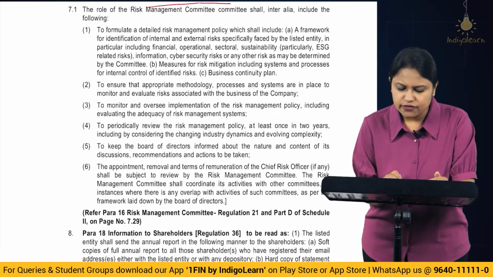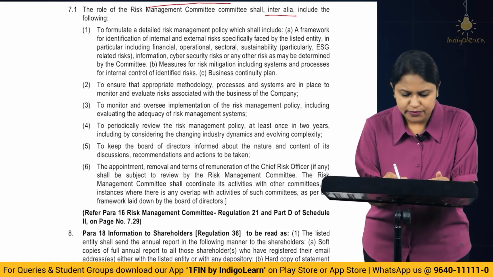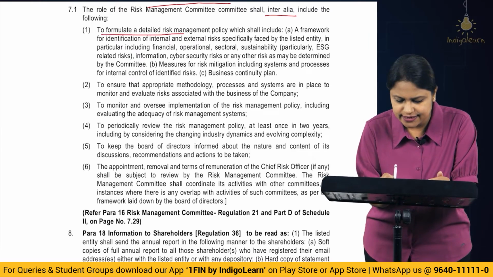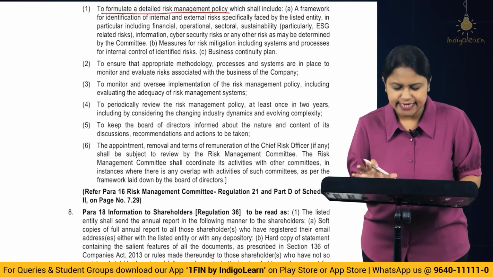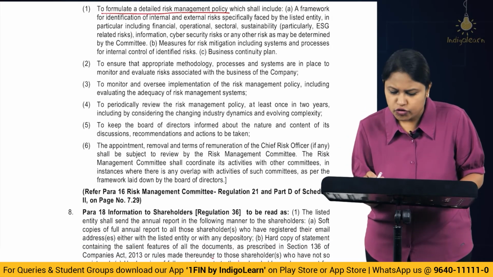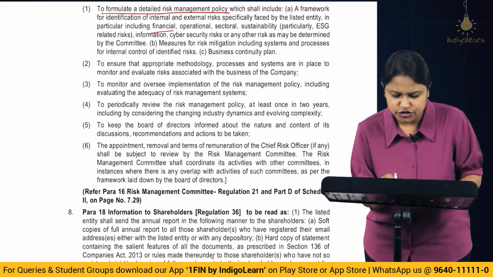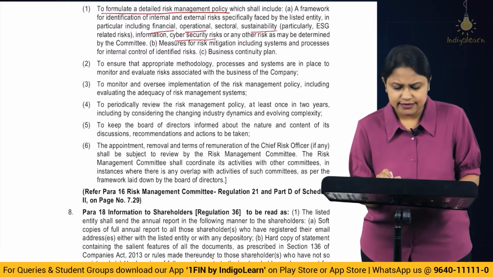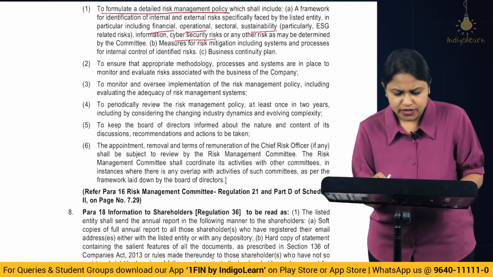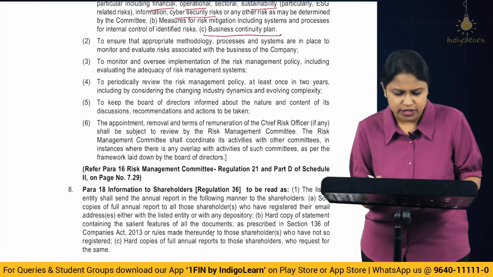Here they have given you the role of a risk management committee, which inter alia shall include the following. Very simple, what will they do? They will formulate a detailed risk management policy. That is the main criterion for which they have been formed. They will take into account all kinds of risk. In the case of listed entities, you could have financial, operational, sectorial, sustainability and cyber security risks. Multiple risks are there. Then measures for risk mitigation, then the business continuity plan, that is BCP. All of this should be taken into account.